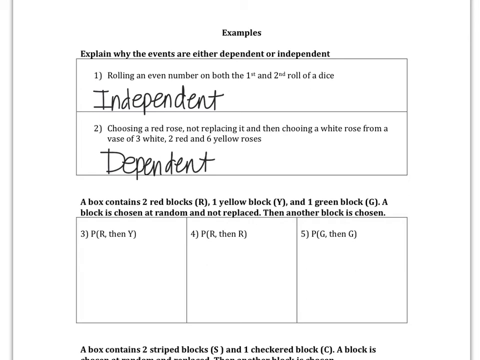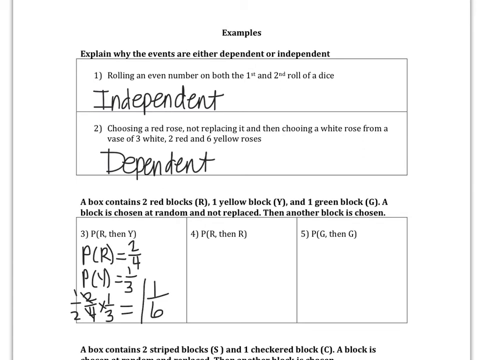So the probability of drawing a red is going to be, let's see, there are 2 red blocks and there are 4 total. So it's going to be 2 out of 4. And then the probability of drawing a yellow, how many yellows are in there? There's 1 yellow, but now there are only 3 blocks. So now we multiply those 2 events. So it's 2 over 4 times 1 over 3. That reduces to 1/6. So that's the probability of drawing a red and then drawing a yellow.